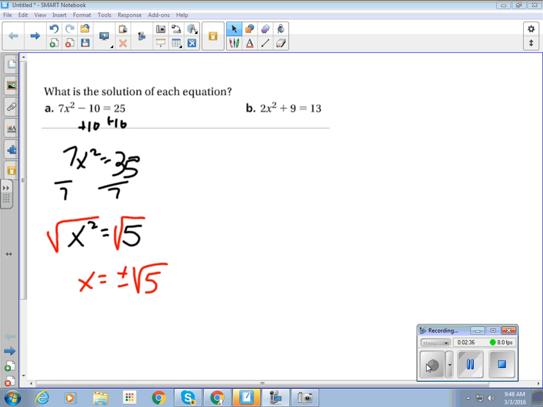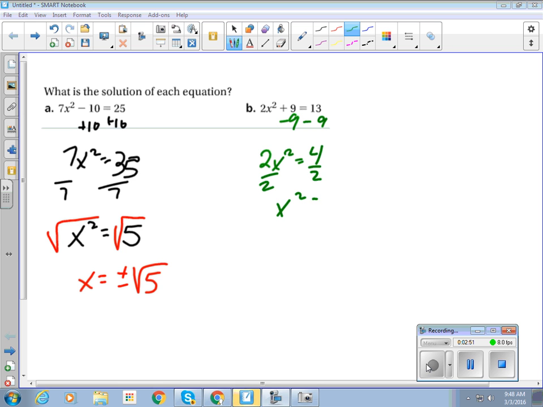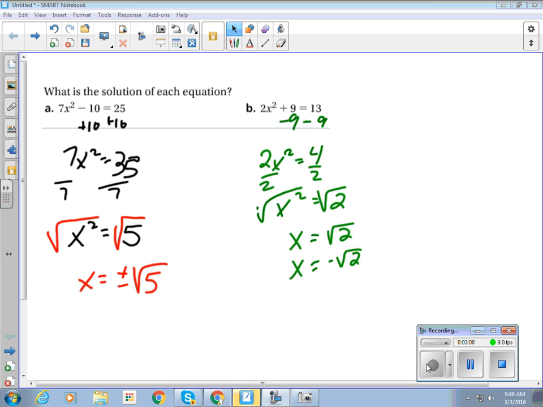Okay, so we're going to follow that same process here. With b, we're going to subtract 9 from both sides. 2x squared equals 13 minus 9 is 4. Divide both sides by 2. X squared equals 2. So when I take the square root of both sides to get rid of my squared, x is equal to the square root of 2, and x is equal to the negative square root of 2. Oh, I see you write it like that. Both of these ways are correct.